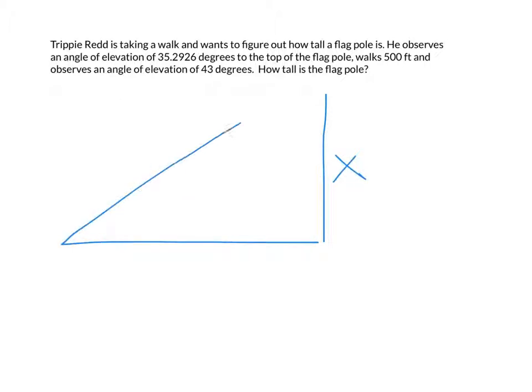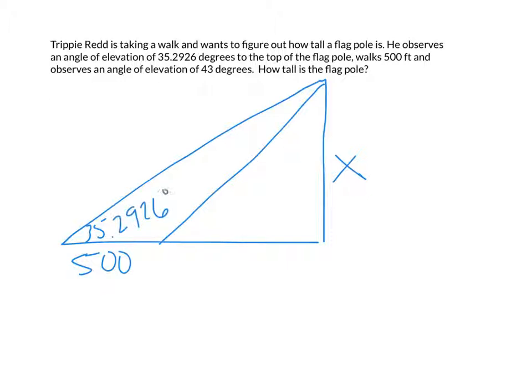Okay. So we should probably draw this out. This is very similar to the ones that we did with right triangle trig, but we can do it with non-right triangle trig, and you may find it to be a little bit easier. So we've got ourselves some kind of a flagpole. We want to know how tall that is. He walks 500 feet and takes another reading for the angle of elevation. So we've got 35.2926 degrees, and I've got 43 degrees. Cool. And that is a right angle, hopefully, if the thing is constructed properly.